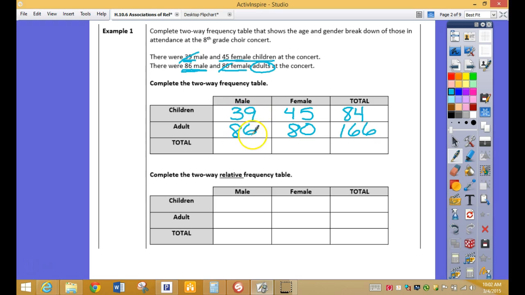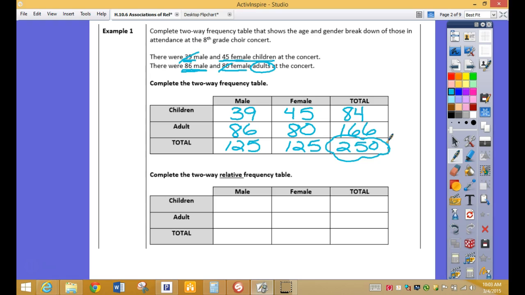What is 39 plus 86? 125. What's 45 plus 80? 125. What's 125 plus 125? 250. Well, hopefully it is 84 plus 166. Does that also equal 250? Yes, it does.